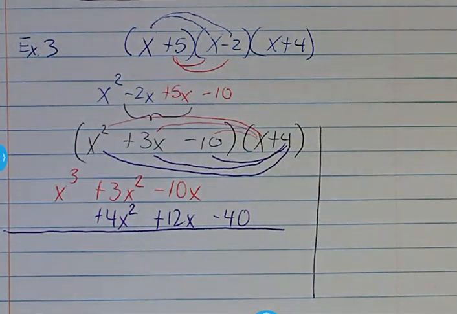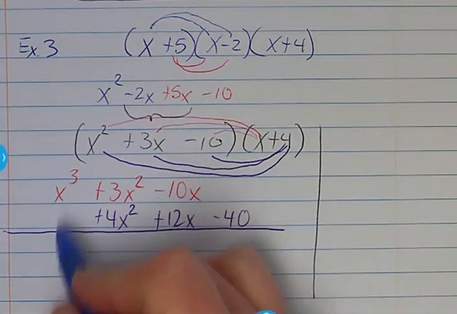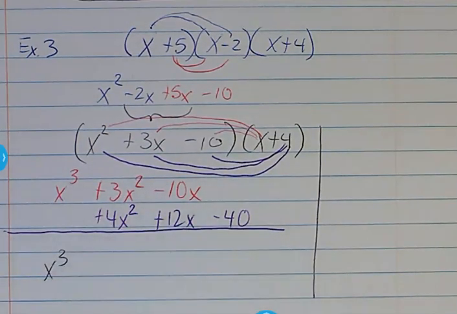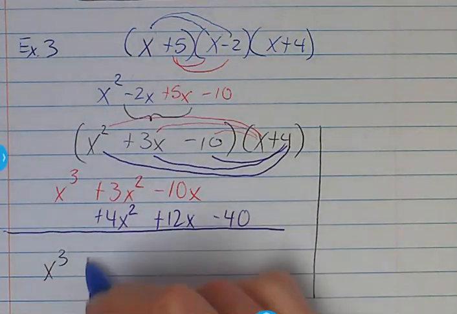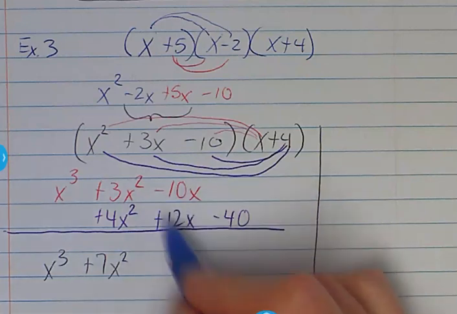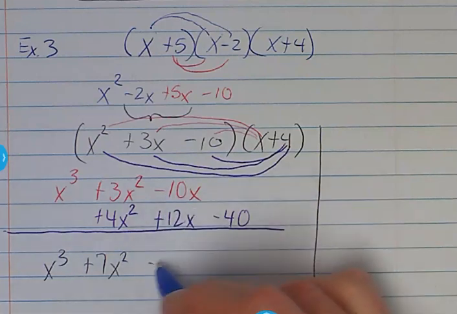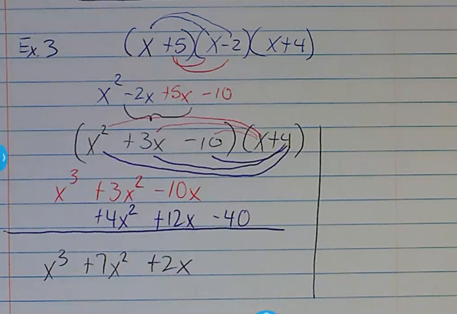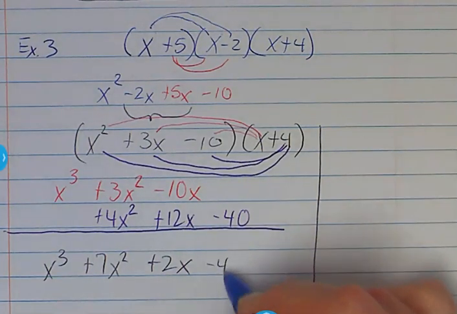Okay, and that way now everything's stacked up. You've got just an x to the third, so that would be it. This one's 3 plus 4, so that's 7. This one's negative 10 plus 12, or 12 minus 10. That's a positive 2. And then there's no other number here, so that's just a negative 40.